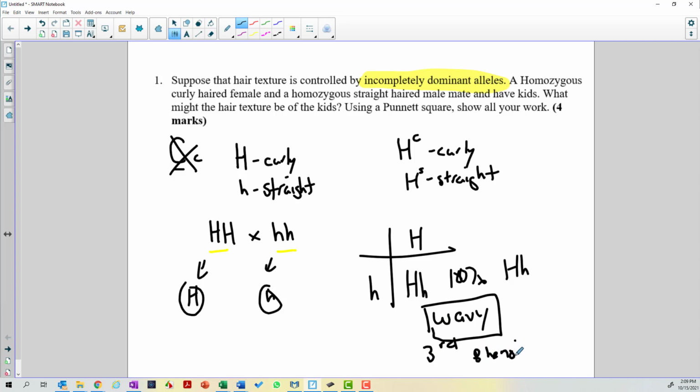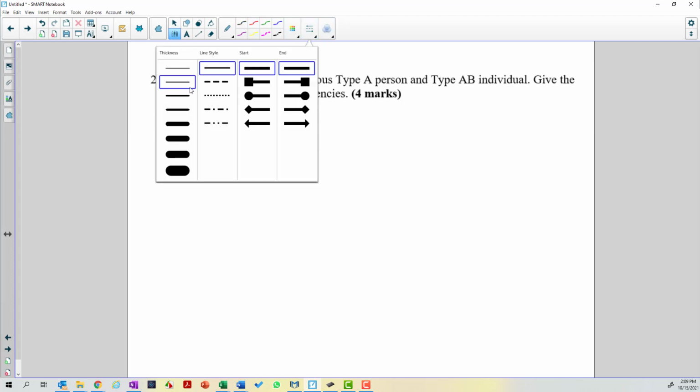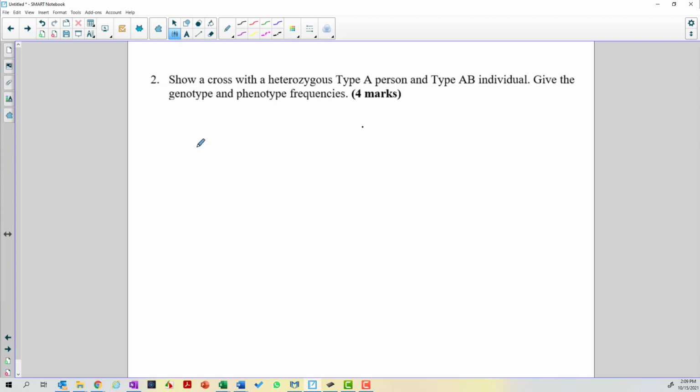All right. Next question. Show a cross with a heterozygous type A person and a type AB person. So let me just make this a little thinner, easy to write with. So this is a co-dominant blood question, and you'll remember that I said that if you want part marks especially, you have to use the big I, small i convention. If you use the ABO convention, you will lose communication marks because that's inaccurate. You can use it as a shorthand, but it's not a proper way to show your work.